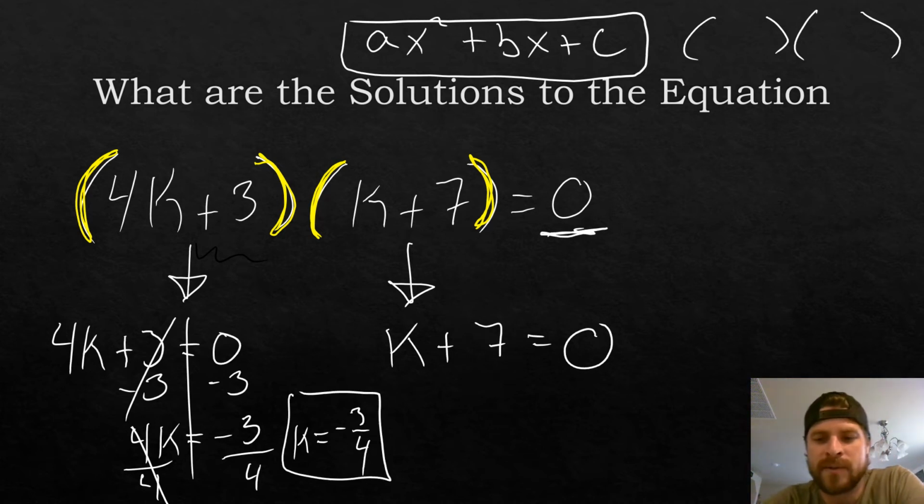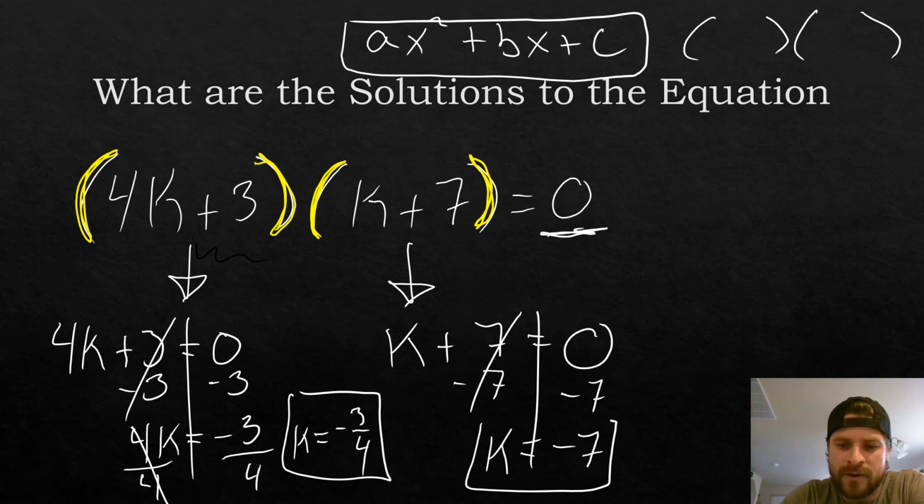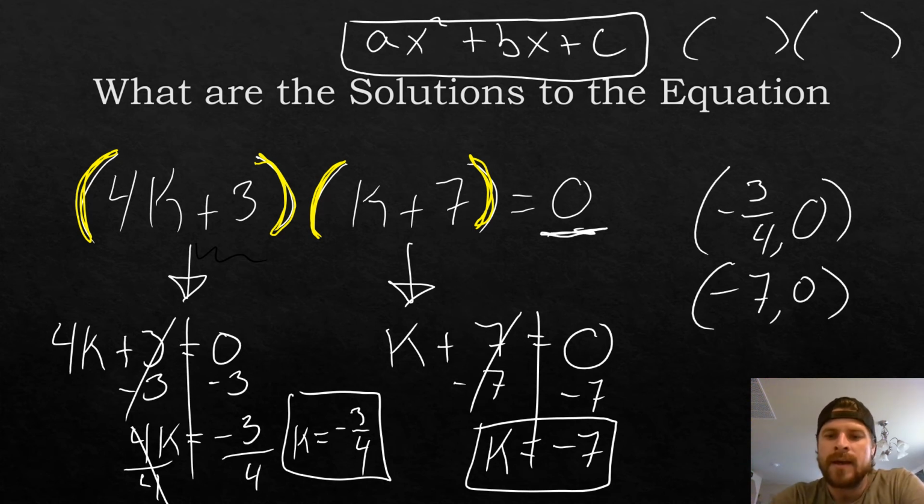My other solution comes from solving this one-step equation right here. The opposite of adding 7 is subtracting 7. It cancels out, and I get k equals negative 7. So these are my two solutions. If I wanted to write them as ordered pairs, it would simply be negative 3/4, 0 and negative 7, 0. We know that these are the two points that would cross the x-axis. Those are our solutions to the quadratic.